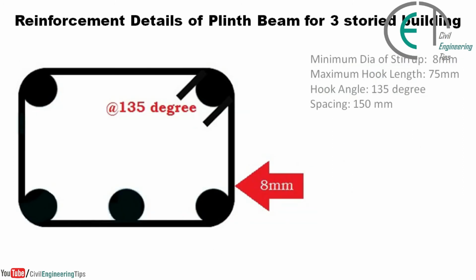Now let's discuss about the stirrup. Minimum dia of stirrup should be 8 mm. Maximum hook length should be 75 mm. We must use hook angle as 135 degree, and the spacing between two stirrups should be 150 mm, and it is the center to center spacing.